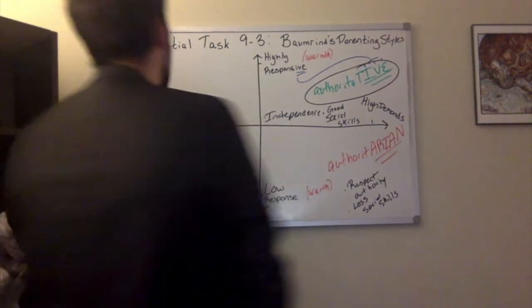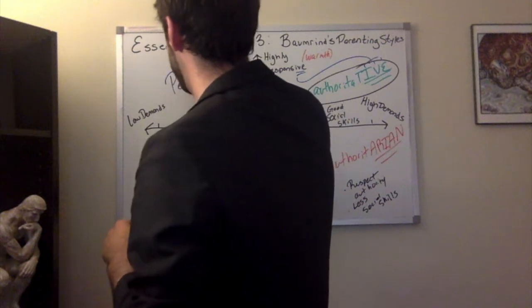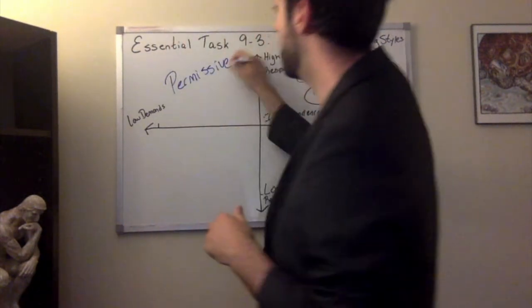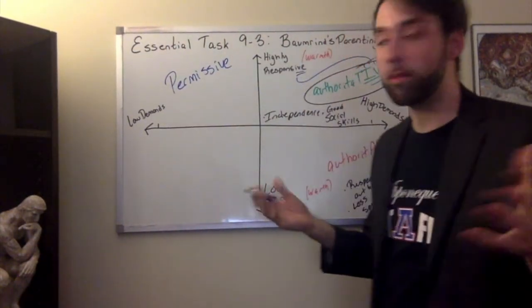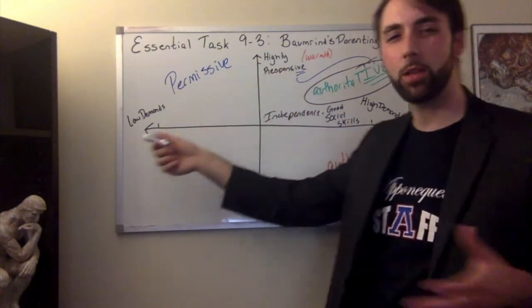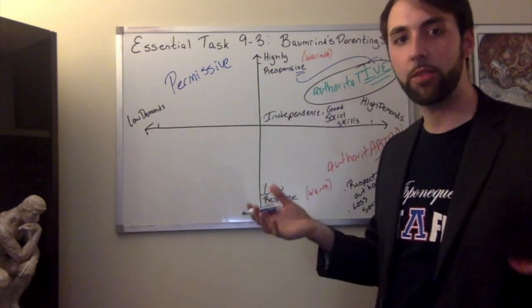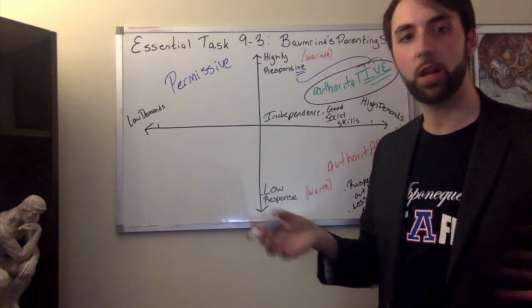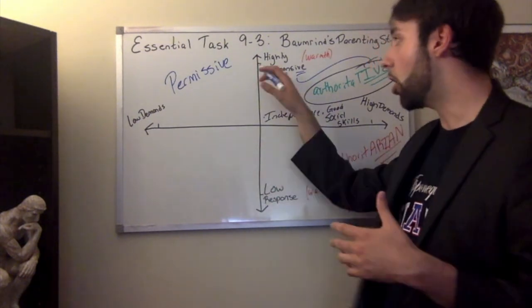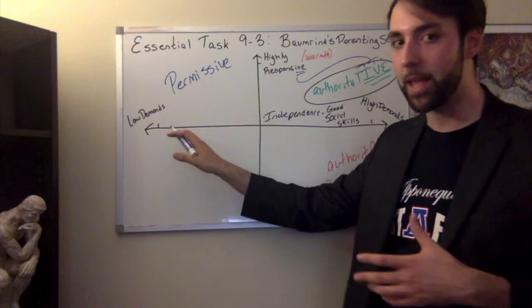On the other end of the spectrum, we're going to talk about highly responsive, but on the other end, low demands. We're going to call that permissive. Permissive parents basically let you do whatever you want. They're there for all your needs, but they're not really demanding. I don't care if you clean your room. I'll still get you that new bike. I'll still bring you out to the restaurant. You'll get whatever you want for your birthday. All the response that you want, none of the demands.